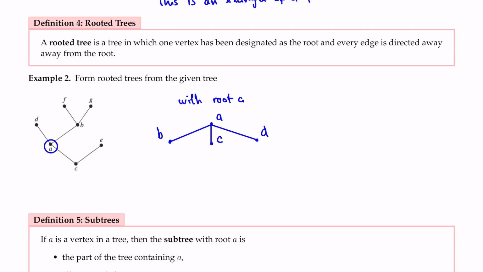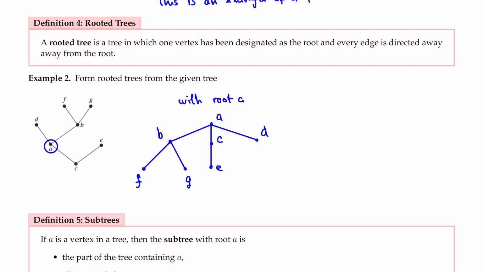For B, you have two edges going away from it, connecting B to F and B to G. From C, you have an edge going away, connecting C and E. And for D, there's no other connection, so you can stop right there. So that's one example, the tree with root A.